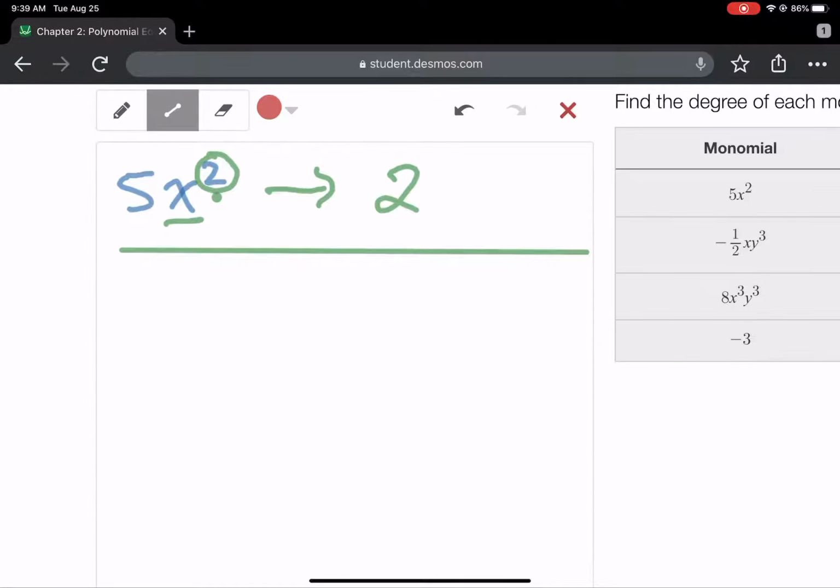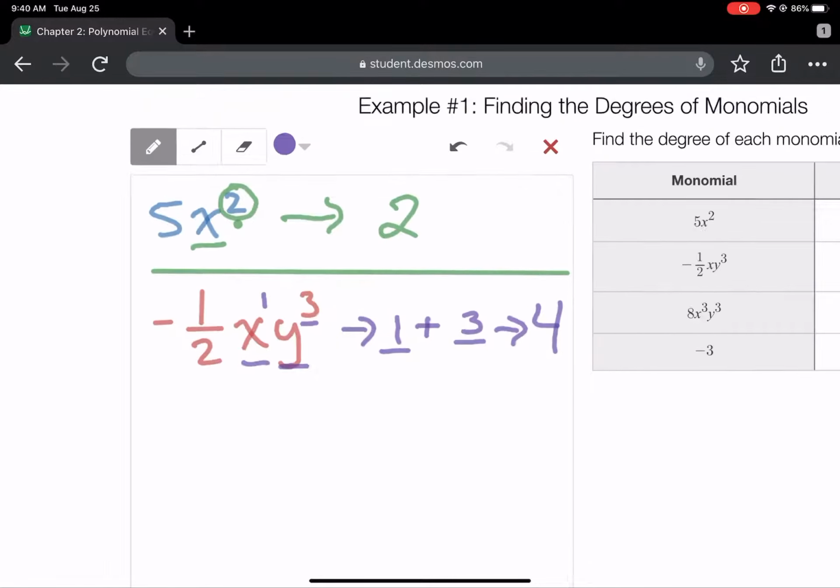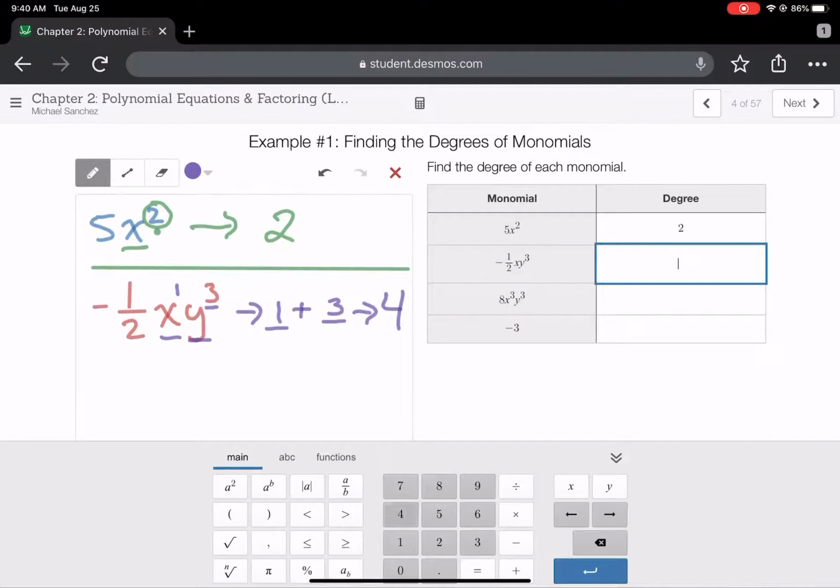Our next monomial is -1/2 xy to the power of 3. In this case, we have two variables, so we need to add two numbers. We need to add the exponent for the x, which is an invisible 1, and we're adding it to the exponent of the y term, which is 3. So our degree for this monomial is 1 plus 3, which is 4.